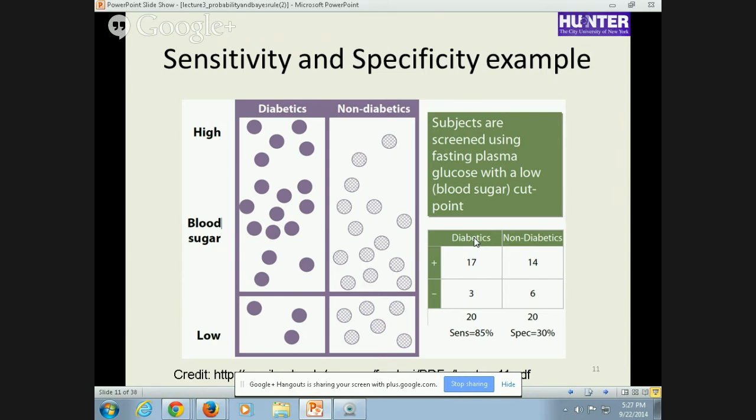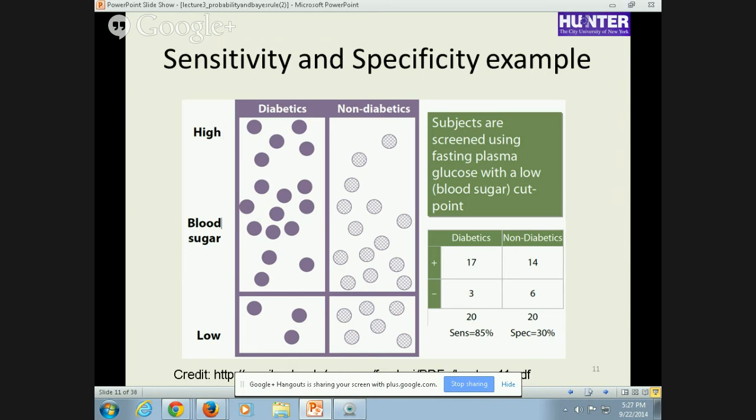So if we were going to calculate sensitivity and specificity, we'd fill out this little 2x2 table, where for the diabetics, it's the number of people who get the positive test. Those are the ones above this line, and the number who get a negative test below this line, and the same thing for the non-diabetics. So the sensitivity is the accuracy among those who have the disease. Among the diabetics, it's 17 out of 20 correct. And the specificity is the accuracy among the non-diabetics, 6 out of 20. It's correct on 6 out of 20 for an accuracy of 30%.